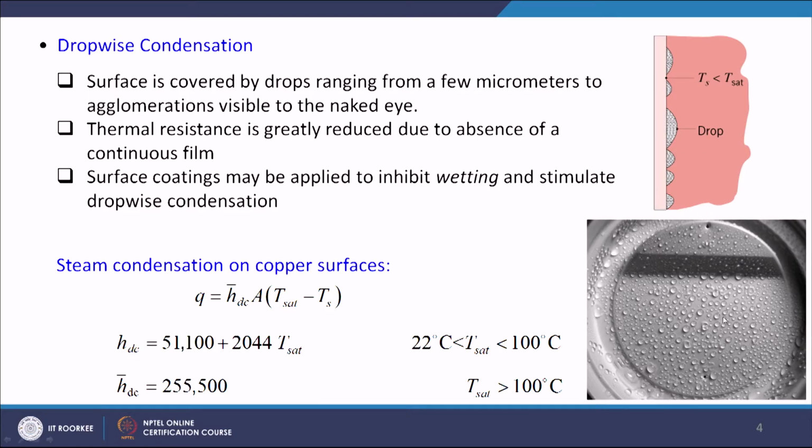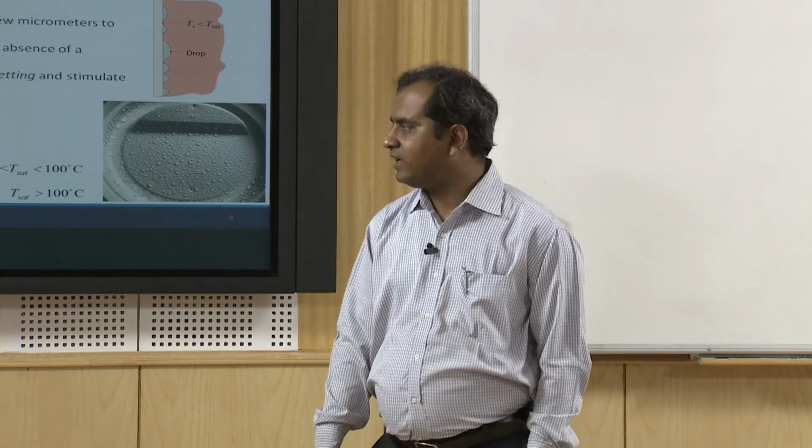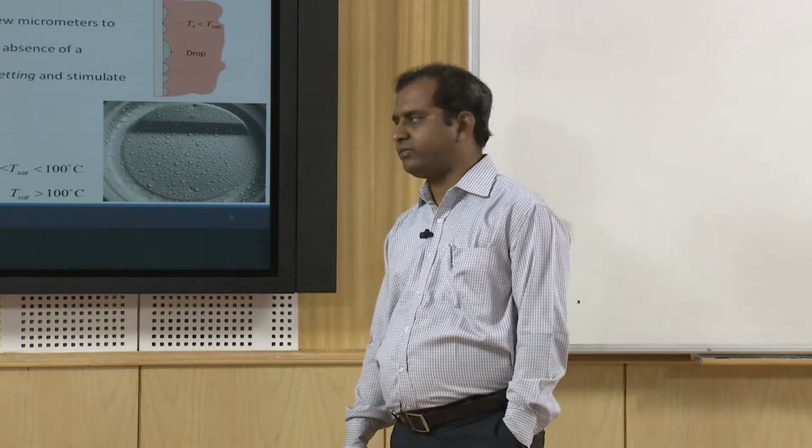Now, this thermal resistance is greatly reduced due to the absence of a continuous film, which we saw in the previous case of film condensation, and a surface coating can be applied to inhibit wetting and stimulate dropwise condensation. If the surface has a very poor wetting condition, that means it is asking the drop to squeeze on the surface, then dropwise condensation is preferred.